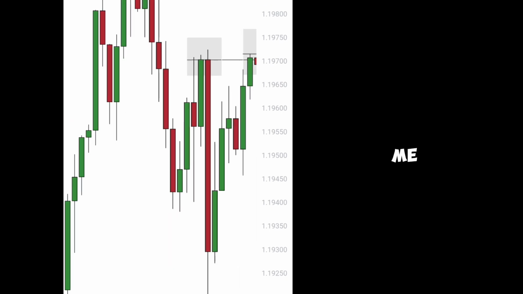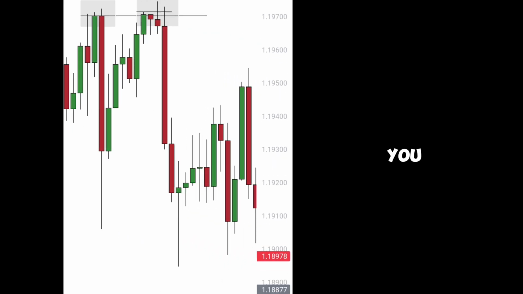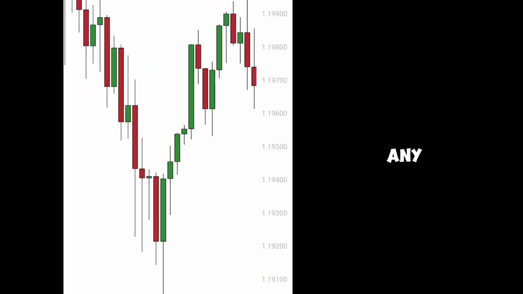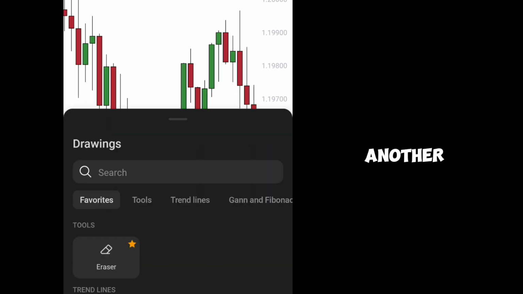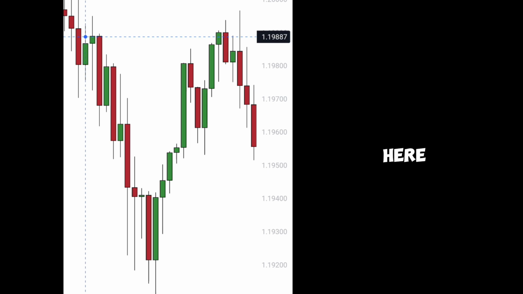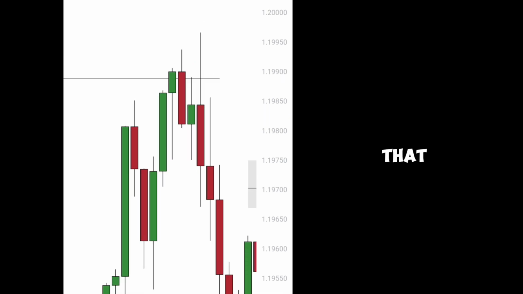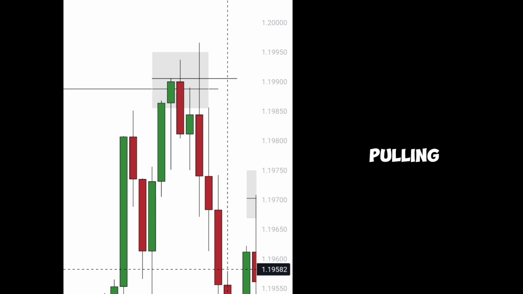Let me see if there's any other example that I can show you. Is there any resistance right there? Okay, so we have another here. We have a resistance point here, and what do you see? We see that when the market got into that area right there, the market takes out the previous high, which is right there, and then we see that the market starts pulling downwards.